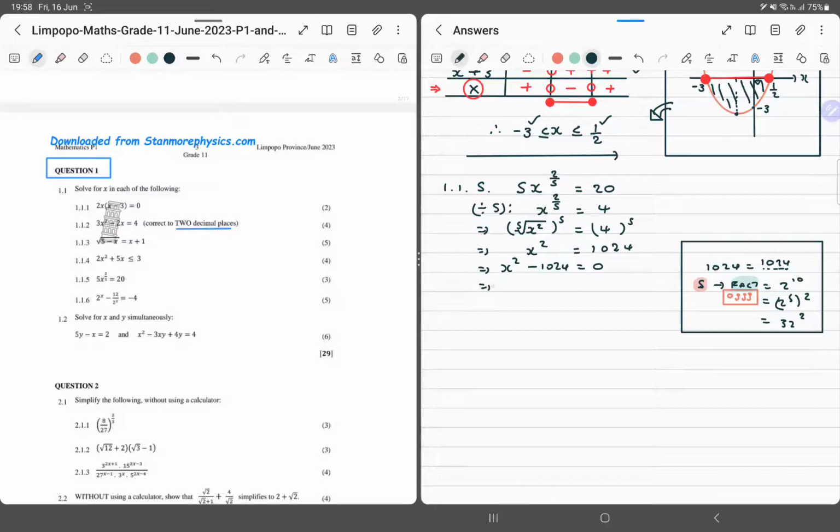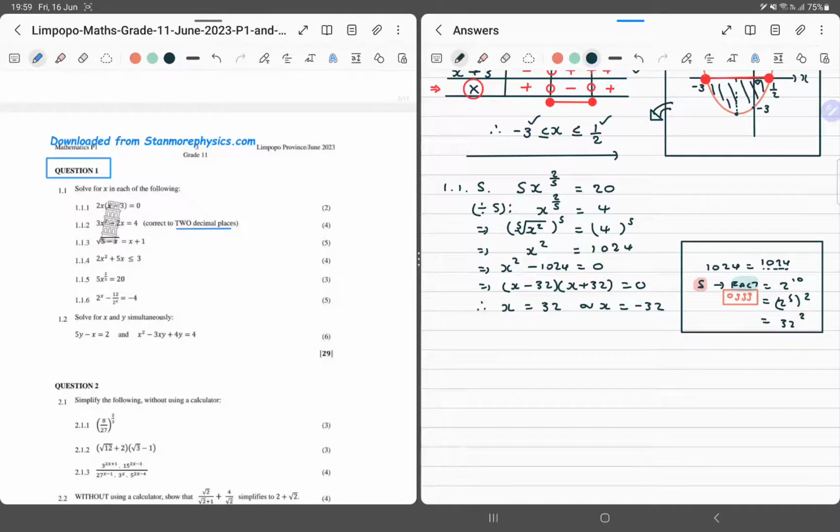And then we know that, okay, this means we can say x minus 32 into x plus 32 is equal to 0, because that's the difference of 2 squares. Therefore, our x is 32, or x is minus 32.